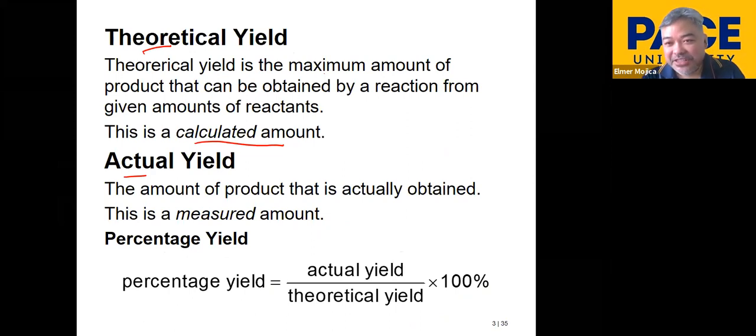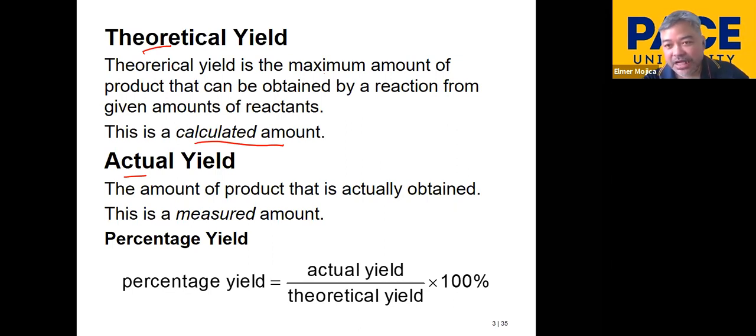It's okay if it's 100% yield, but in most reactions, there's always a side reaction. So you don't get the maximum yield. You don't get the amount that is predicted by the theoretical yield. So if you look at the difference between the actual and the theoretical yield, you divide actual over the theoretical yield, and you get the percentage yield.